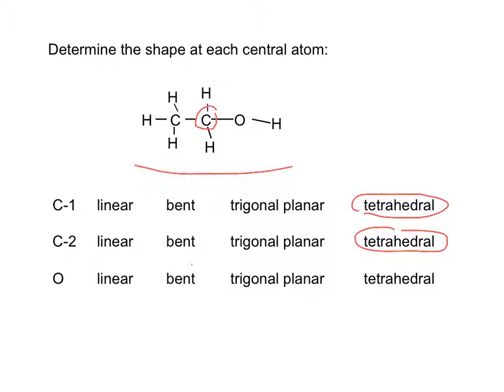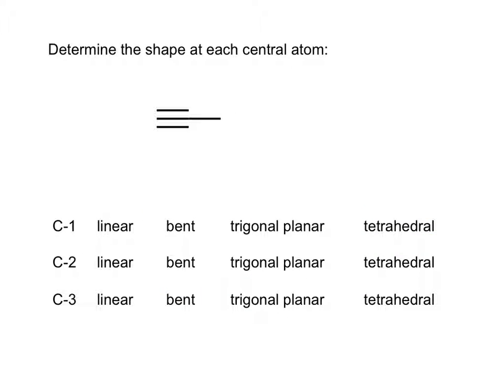Oxygen is bent because there's 2 bonds and 2 lone pairs. So remember those lone pairs, which fits the octet rule for oxygen. Let's practice some more. So stop the video and determine the shape at each central atom for propyne.